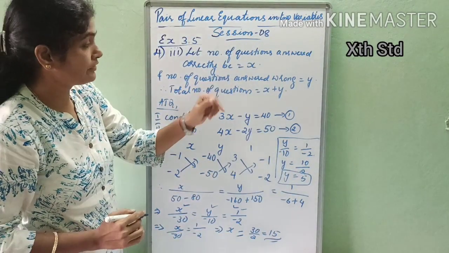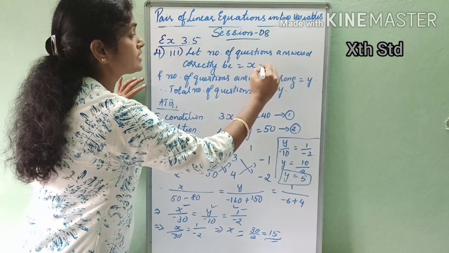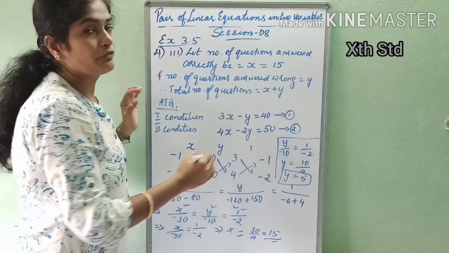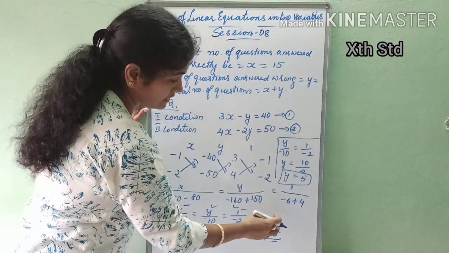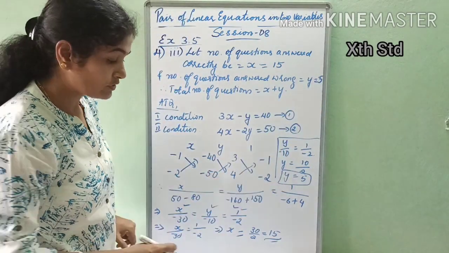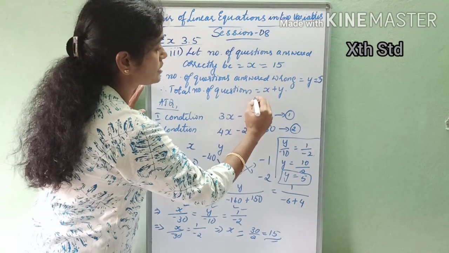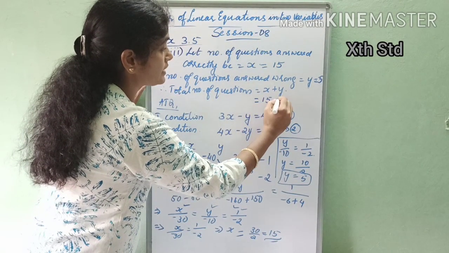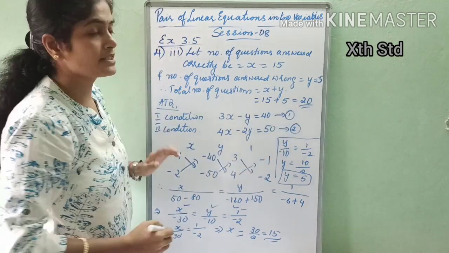So, what is that, 15 and 5? x is 15, so the number of questions he has answered correctly is 15. Right? And the number of questions he has answered wrongly is 5. Correct? Because y is 5. So, what they have asked is the total number of questions asked in the test, which is 15 plus 5, 20.